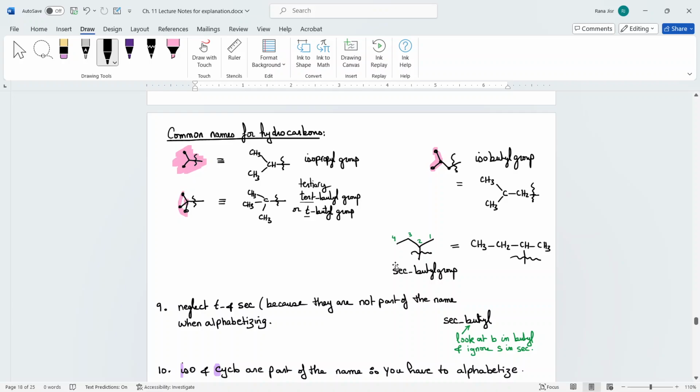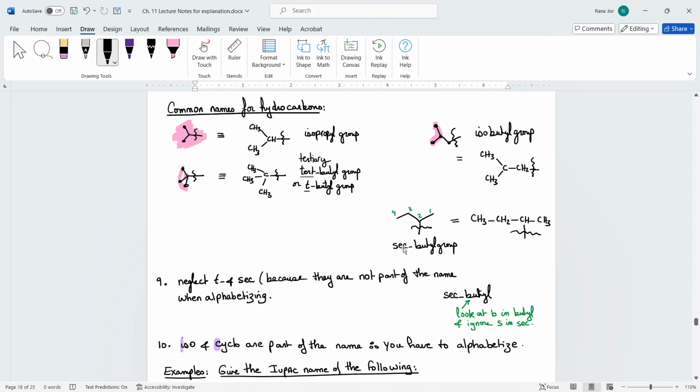And then the last one is the secondary. Secondary is simply whenever you have a connection on your second carbon to the longer chain. This is what a secondary is. So that carbon is a secondary carbon. Why is it a secondary carbon? It's a secondary carbon because it's connected to 2 carbons here. And the total number of carbons is 4. So I'm going to call this a secondary butyl group.